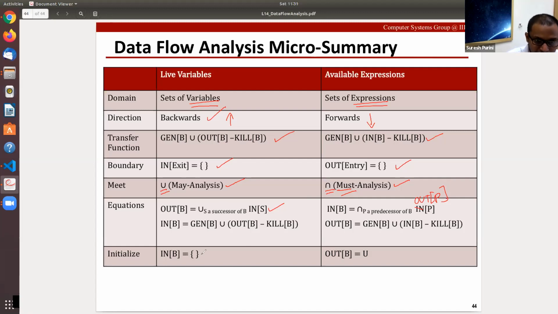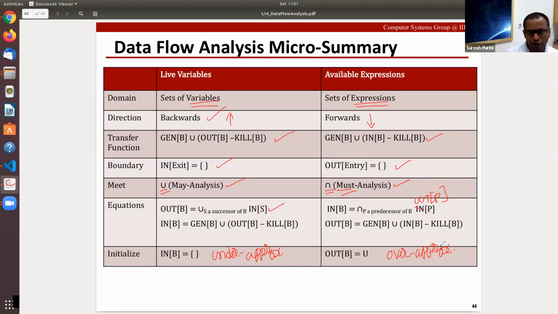And the last part is very important. Here we are starting with an under approximation. And here we are starting with an over approximation. So this is all we have about data flow analysis. If you are able to compare and contrast live variable and available expressions analysis in detail, then you are in very good shape.